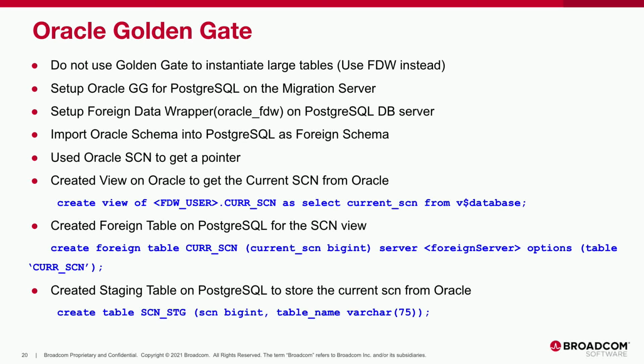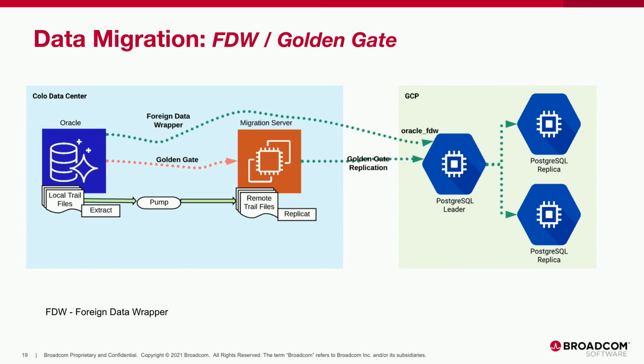So this is the basic process we went through. Like GoldenGate, I think we can skip over it. So we just set up the GoldenGate. That slide itself basically talks about all these things. We set up the GoldenGate here. There is a migration server here where we install Oracle GoldenGate for Postgres, which talks to the Postgres server. Basically, it's a Postgres replicat which talks to the Postgres server.